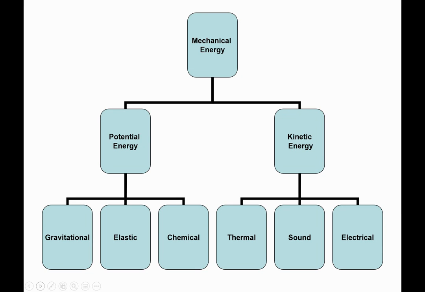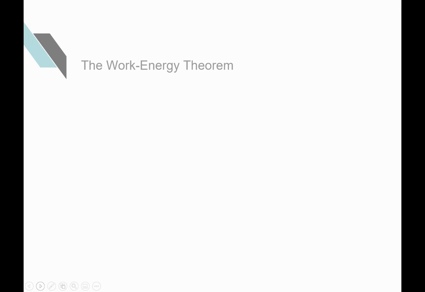Examples of potential energy would be gravitational potential energy, so UG, elastic potential energy, which would be US for our spring, or chemical potential energy, which we do not cover in this class, but that would be UCH. Then kinetic energy is going to end up being thermal energy, sound energy, electrical energy. But the most important thing for you to remember about kinetic energy is that it's 1/2 mv squared. Okay, and it's the energy of motion.